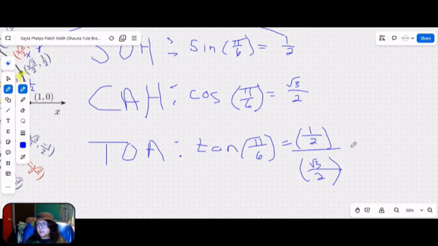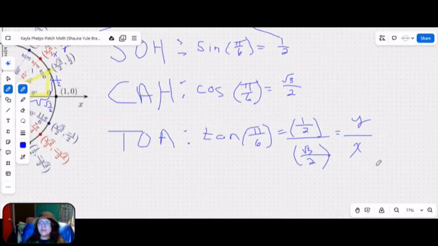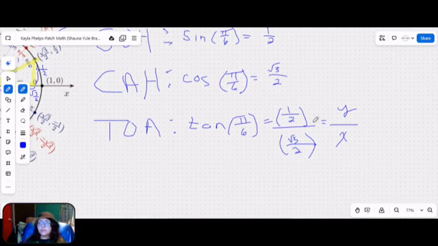If you look at this, that 1/2, what was that in our ordered pair? It was our y. The opposite is our y. The adjacent is our x. Tangent is a ratio of y to x, and this is an example of y works out that way. Anytime we want to find tangent, it's y over x, sine over cosine. So that is important to note.